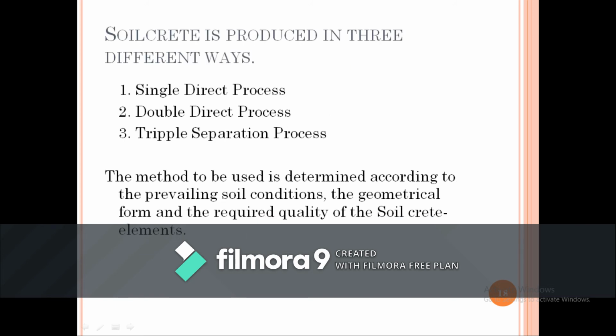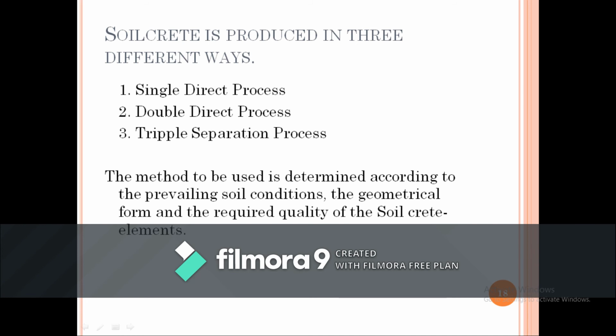So soilcrete is produced in three different ways. What are the three different ways? Single direct process, double direct process, and triple separation process. In soilcrete, both strengthening as well as sealing action take place simultaneously. How is this going to be achieved? Using the single direct process, double direct process, or triple separation process. What are these processes? We'll just see.